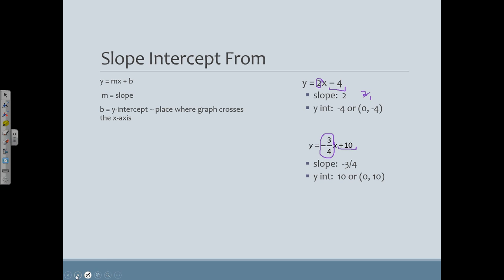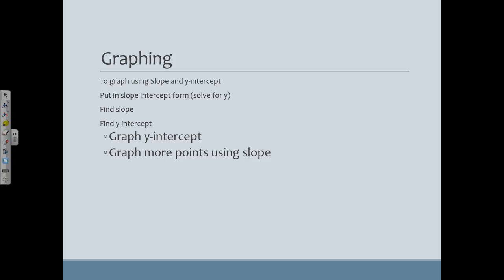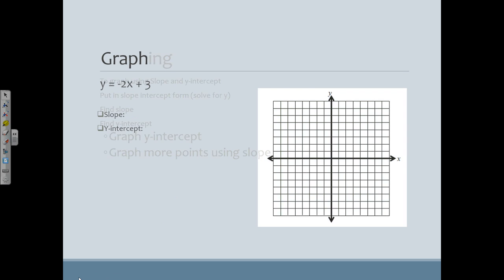Now, how can we use this to graph a line? Well, we can put the equation into slope-intercept form, or in this case, solve for y. We're not going to have to do any of that in tonight's homework. Tomorrow, we're going to learn how to transform. We already know how to transform, we're just going to put it together. So we find the slope, we find the y-intercept, we graph the y-intercept, and then we graph more points using slope. Probably doesn't mean anything to you, so let's look at an example.